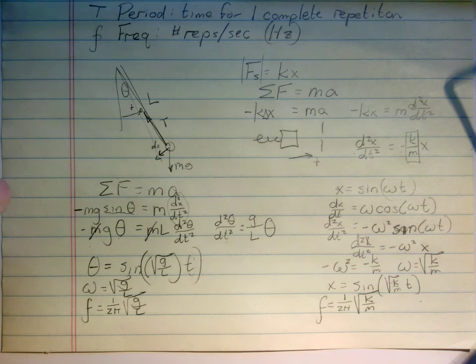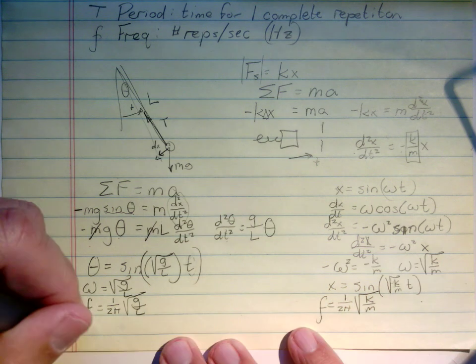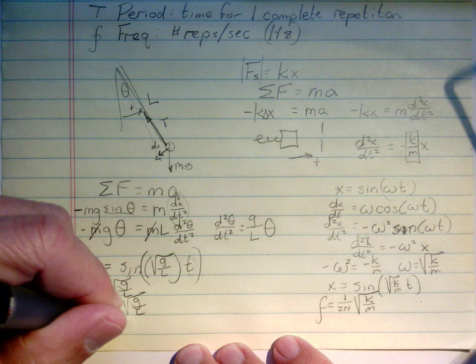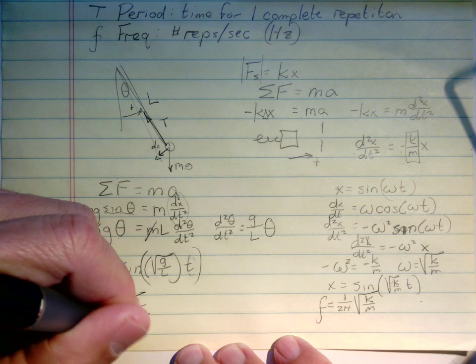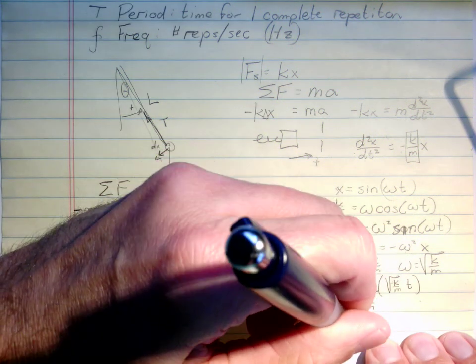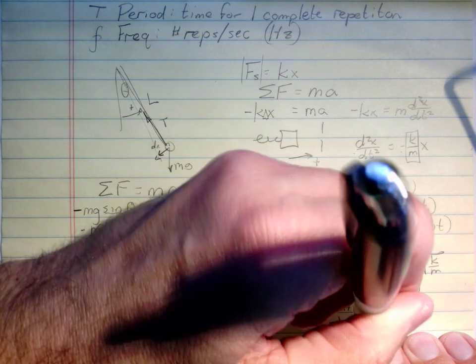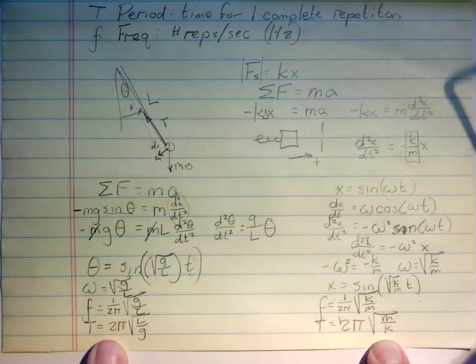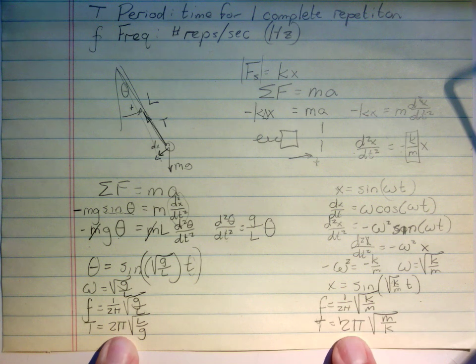And then the final thing I'm going to do is find the expression for period. Period is just the inverse of the frequency. So it's 2 pi times the square root of L over g. Period of a spring and mass is 2 pi times the square root of m over k. Okay, so these are the two expressions for period of a pendulum and a spring and mass.